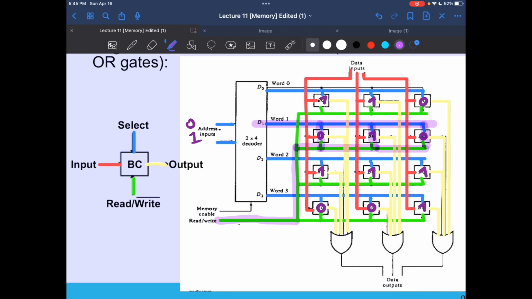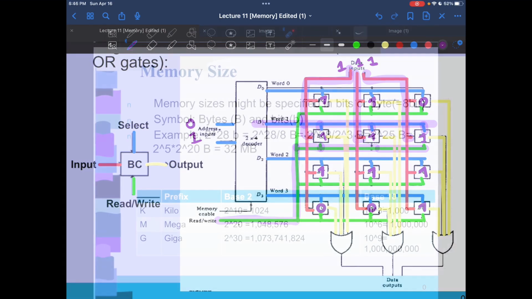Now we have to input the data. Suppose we want to write 1, 1, and 1. This will travel from here to the binary cell here, this one here, and this one to the last binary cell. And for that, it will write the new values 1, 1, and 1.